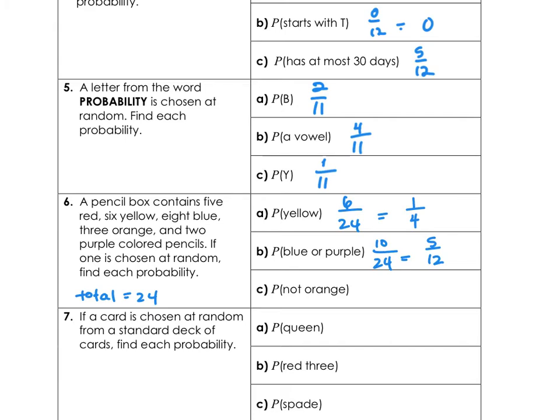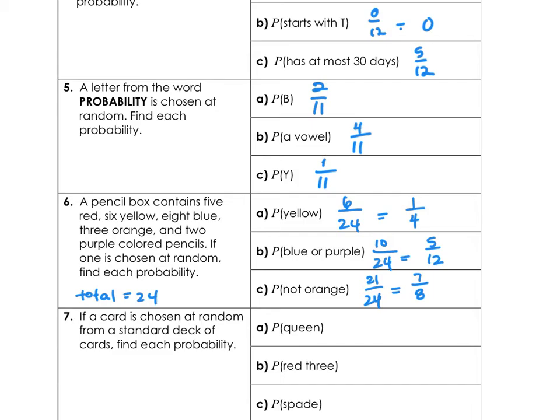Okay, how many are not orange? Ooh, this one always gets people. So what I need to do is add up, well, I know that there are 3 orange, so I'm just going to take 3 away from 24, and I'm going to say, well, 21 of those are not going to be orange. And then, believe it or not, you can simplify this because 3 goes into both of those, so this would be 7/8. Okay, so hopefully you guys are kind of seeing where I'm going with this.